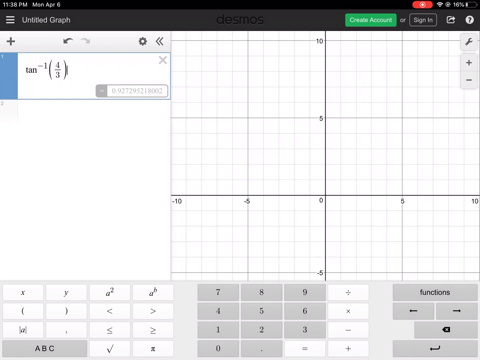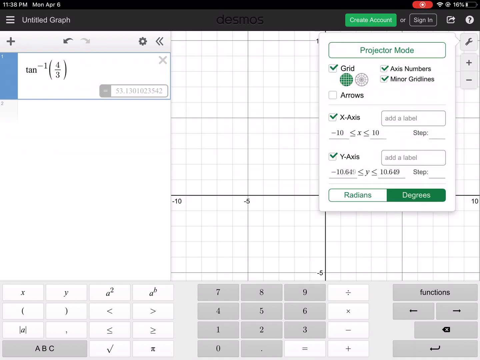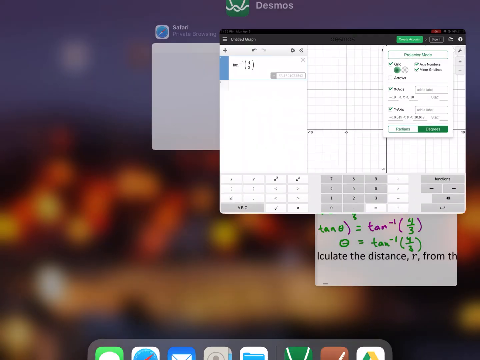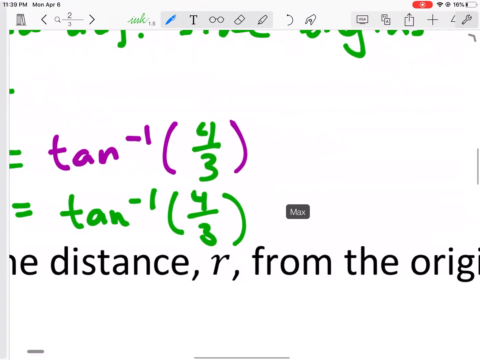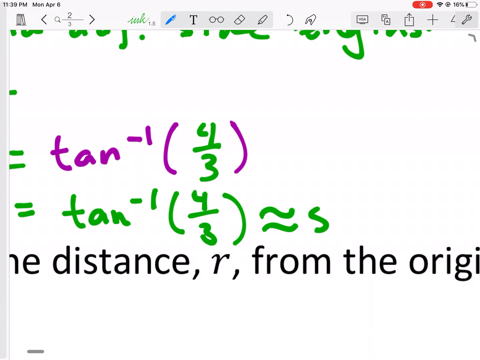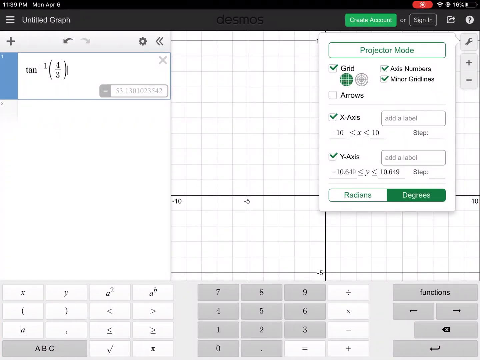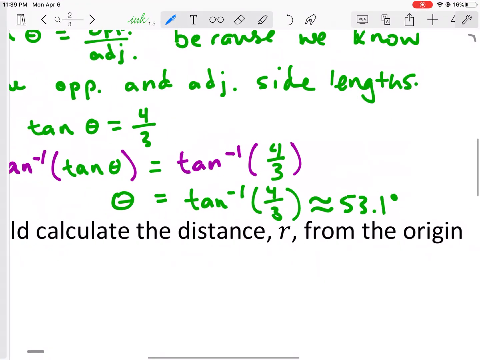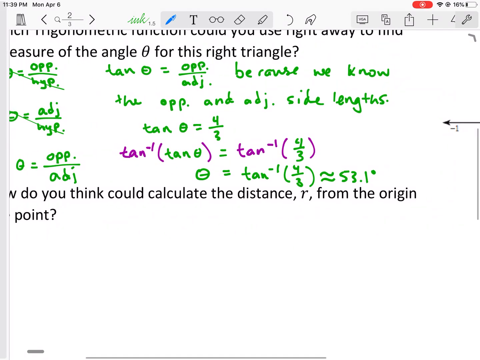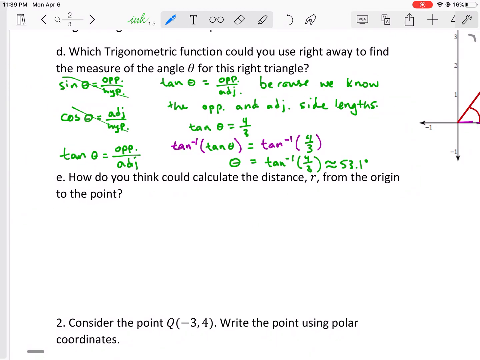It defaults. The answer it's giving us right here is in radians. We can switch between the two, radians and degrees, by clicking on the tool menu and changing between them. I'm going to use degrees right now. So this should be approximately 53.1 degrees. I think that's what we got. 53.13 rounded to 53.1 degrees. So that's how we can find the angle theta.